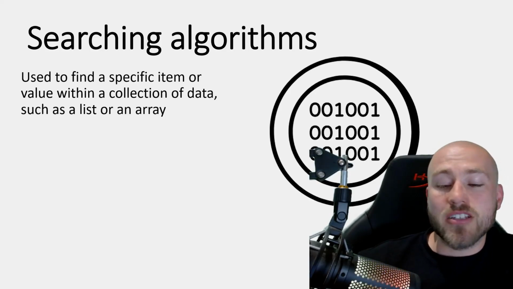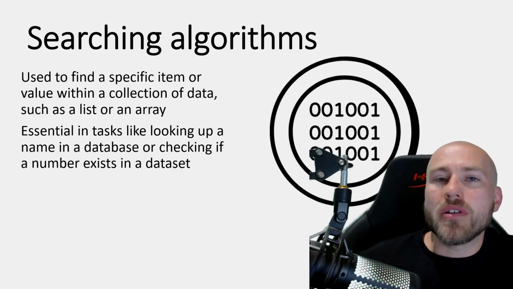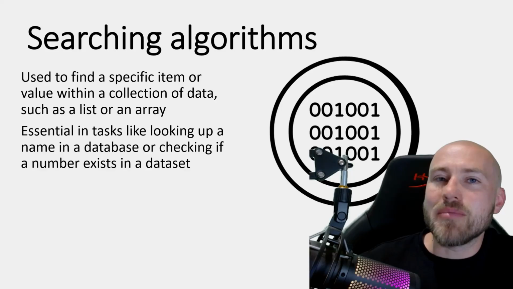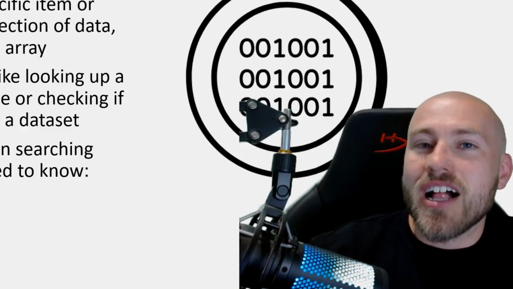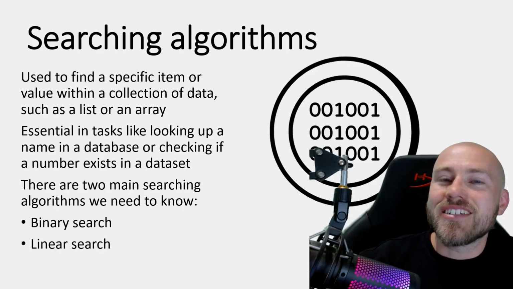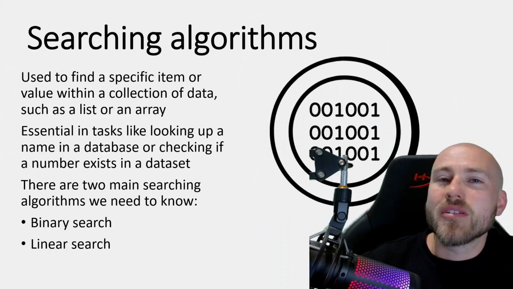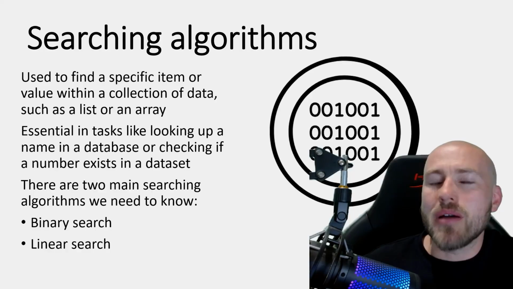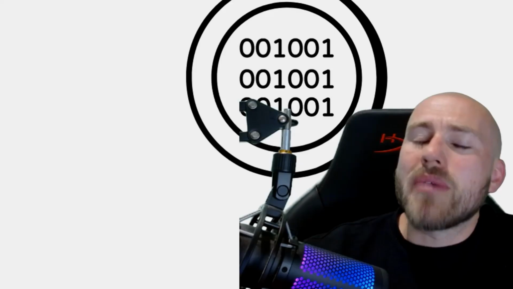Now this piece of data could be in some sort of list or array, and it might be good for looking up to see if something already exists in a database or in some sort of data set. Now for your exam, you're going to need to know two main searching algorithms, which is the binary search and the linear search. Now for the binary search, we have to be able to perform it and show the steps of it, whereas the linear search, we more just need to be able to talk about and just explain how the steps would work. So let's start with the binary search.